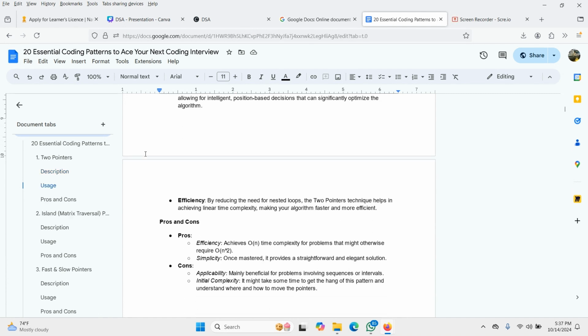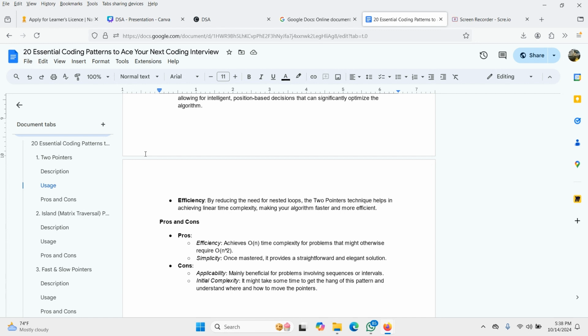Next, efficiency. Suppose we are solving a two sum problem, we need to use two nested loops, because we first travel through the first loop, then we have to go through the inner loop so that we can traverse to meet both conditions. So by reducing the need for nested loops, the two-pointer technique helps in achieving linear time complexity, making your algorithm faster and more efficient.